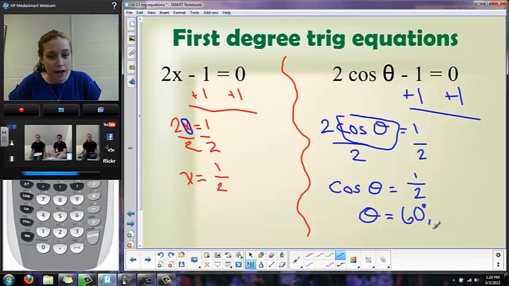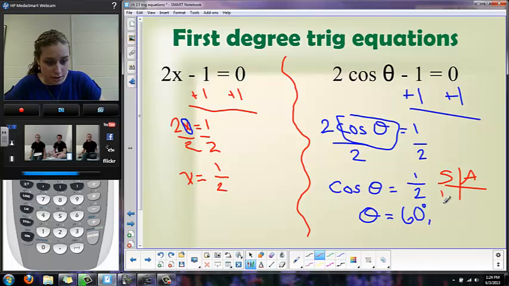But because that's a positive 1/2, that means that we're only going to be a positive 1/2 in 2 out of the 4 quadrants. So whenever you're doing questions like this, you always do all students take calculus. You say, okay, my answer is where cosine is a positive value. So where is cosine going to be positive? It's going to be positive up in the 1st quadrant and in the 4th quadrant. So that's where I got my 60 from. My 60 was my answer up here in the 4th quadrant.